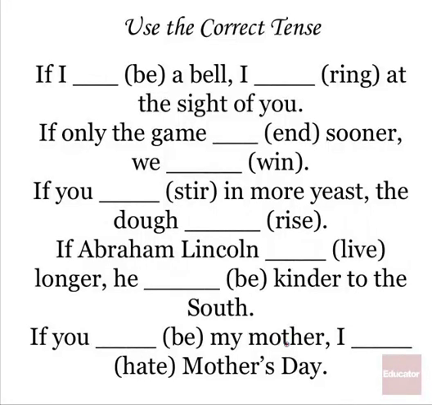All right. Take a look at these and see if you can figure out the correct tense to use in the blank. If I, some form of to be, a bell, I, some form of ring, at the sight of you. If only the game, some form of end, sooner, we, some form of win. If you, some form of stir in more yeast, the dough, some form of rise. If Abraham Lincoln, some form of live, longer, he, some form of be, kinder to the South. If you, some form of be, my mother, I, some form of hate, Mother's Day. That's a cheery thought. Take a good look. Pause the video if you need to.